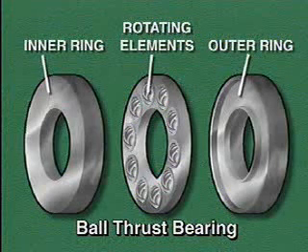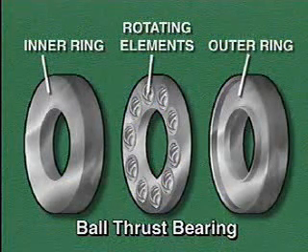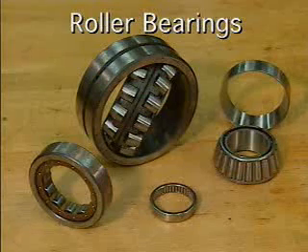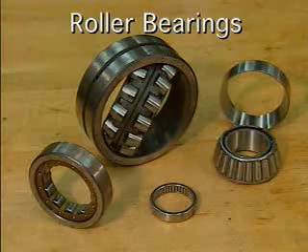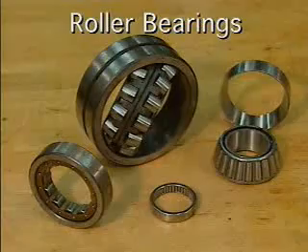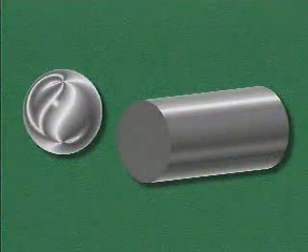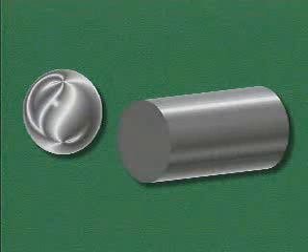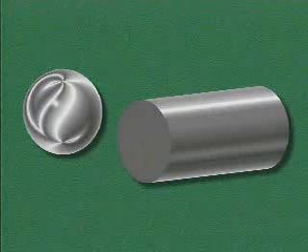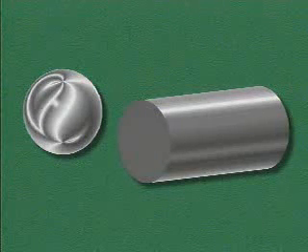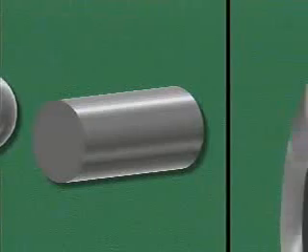This placement of the rings allows the bearing to support axial load, but only a small amount of radial load. The other basic category of rolling contact bearings is roller bearings. Roller bearings can carry more load than ball bearings because rollers are larger than balls, and they spread the load over a greater area. Let's look at some common types of roller bearings.